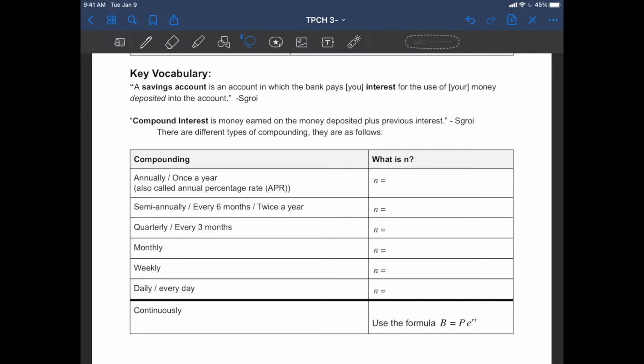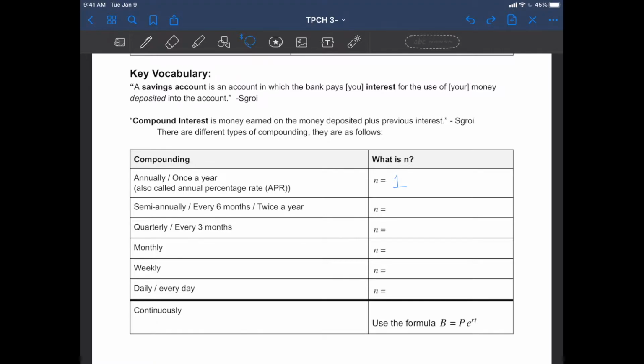Also, we should know what compound interest is. It's money earned on the money deposited plus the previous interest, also by the same author. And there are different types of compounding. They are as follows. So if the interest rate is compounded annually, or compounded once a year, or if you see that the APR is this, the n value in the formula is going to be 1. It only happens once a year.